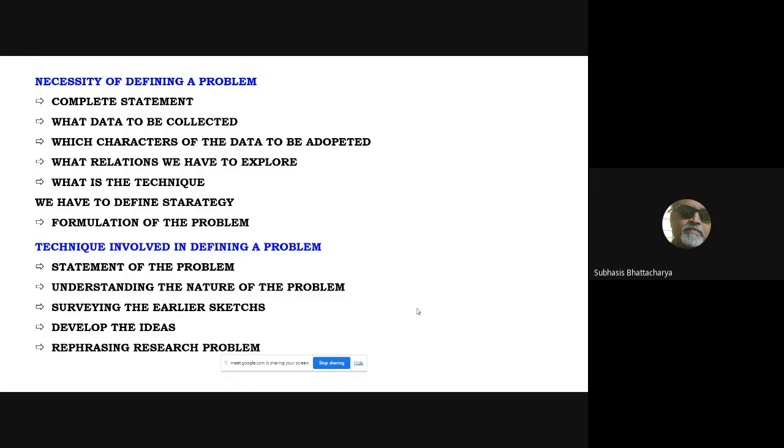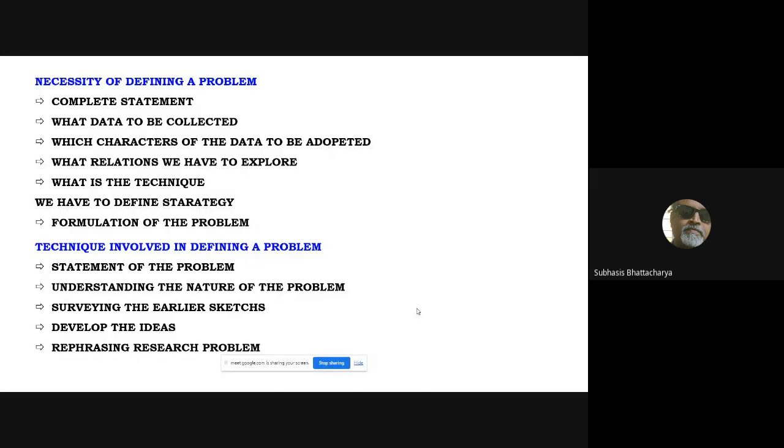And it is the most important stage of the research. The formulation of the problem is often more essential concerning the research problem. Now, the technique involved in defining a problem: for example, you can start with the question, what does one mean when he wants to define a research problem? The answer may be that one wants to state the problem along with the boundary within which it is to be studied.